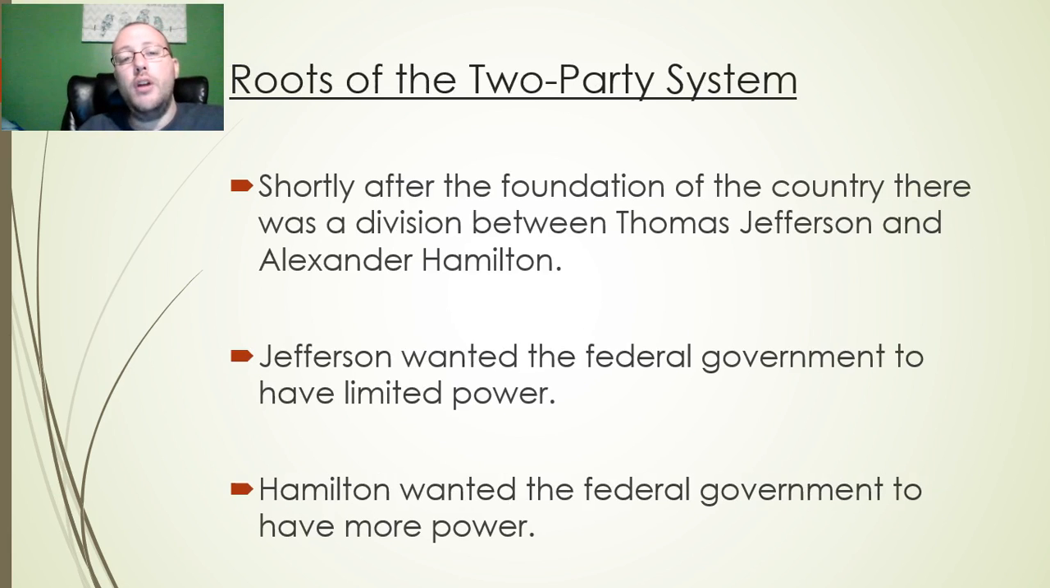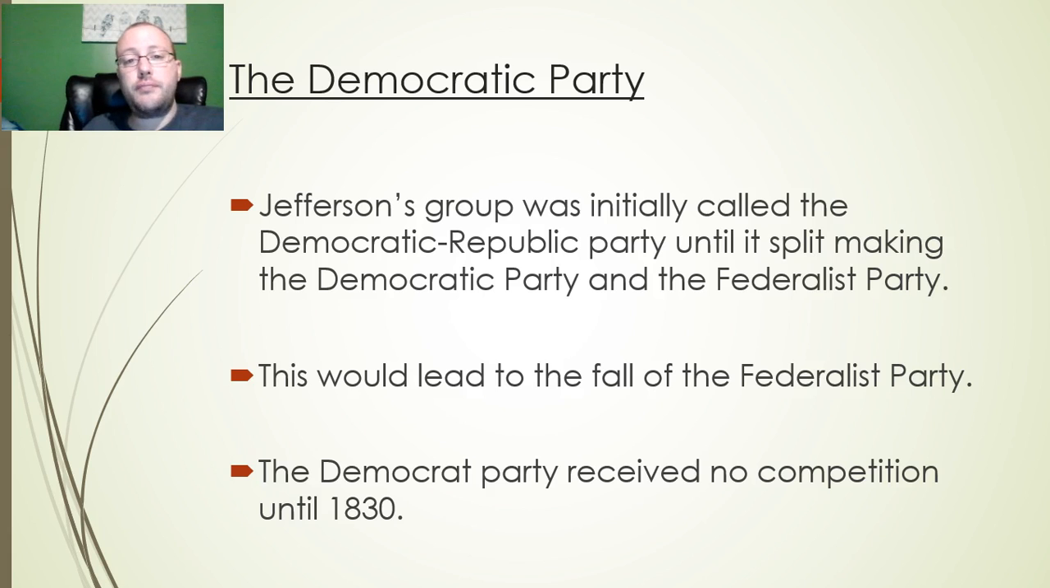Shortly after the foundation of the country, there was a division between Jefferson and Hamilton. This is the birth of the two-party system. Jefferson wanted the federal government to have limited power. This is what you call a small government idea. Hamilton wanted a large government or a strong central government because the idea behind it was Jefferson said, look, we don't want to have too many people, we don't want to have another king, basically. And Hamilton said, look, we need a strong central government or we're going to collapse.